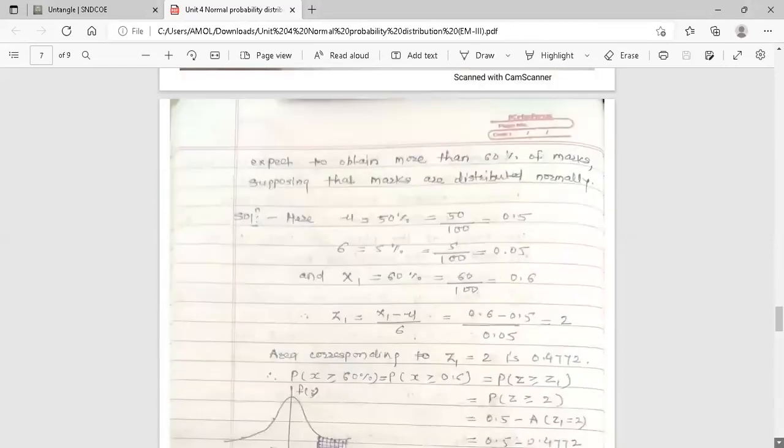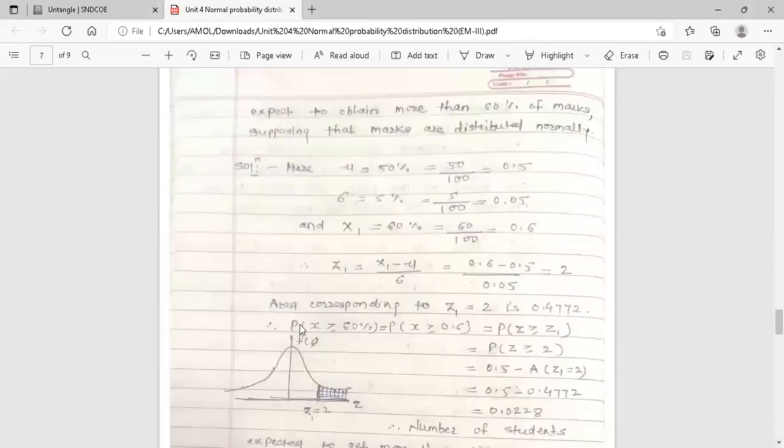Now see, what is the question? How many students do you expect to obtain more than 60% of marks? This means we want the probability when x is greater than 60%, that is, x greater than 0.6. Since we have converted x in terms of z, we find the probability when z is greater than z1. Here z1 is 2.